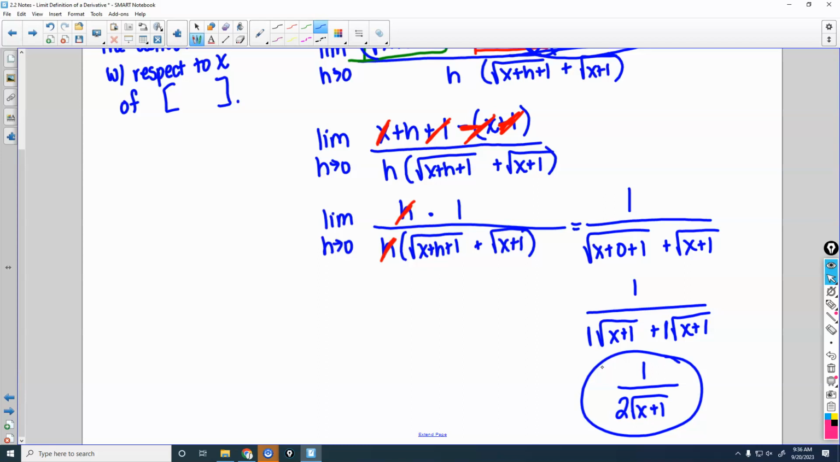It's still probably easier than the limit definition, but you have to have what we call the power rule to do that one. No, not power rule. Chain rule for that one. Chain rule. Yes.